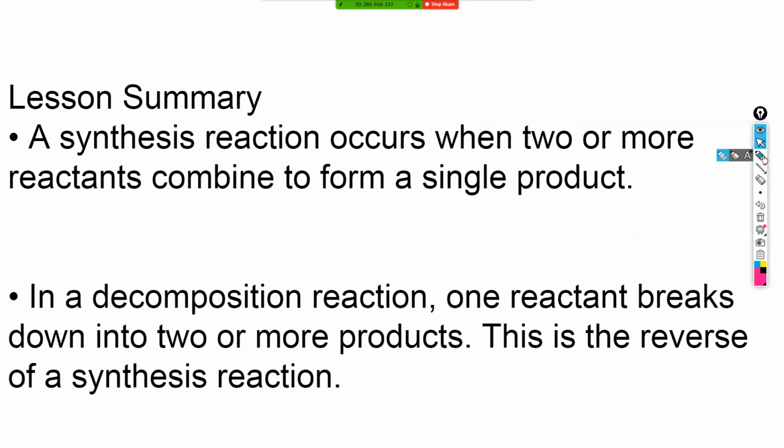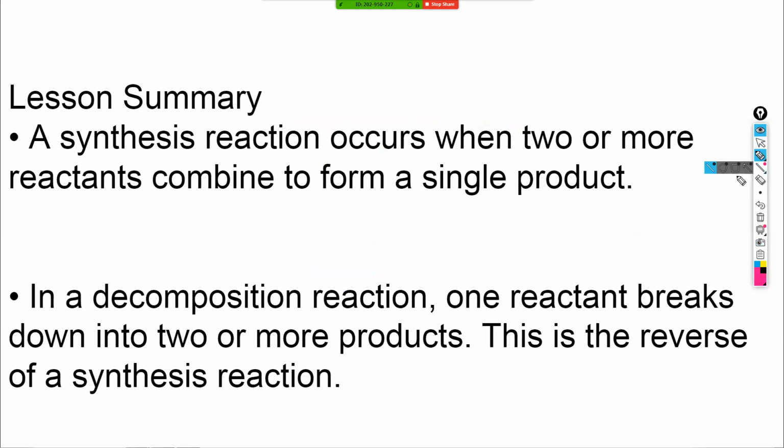So let's summarize and then I'll give you a few examples here. A synthesis reaction occurs when two or more reactants combine to form a single product. So I'm going from very, very simple things to one more complex thing. Okay. Decomposition is just the opposite. So these two are just complete opposites of each other. Simple to complex. Decomposition, I'm breaking it apart. So I'm going from complex down to simple pieces and parts.